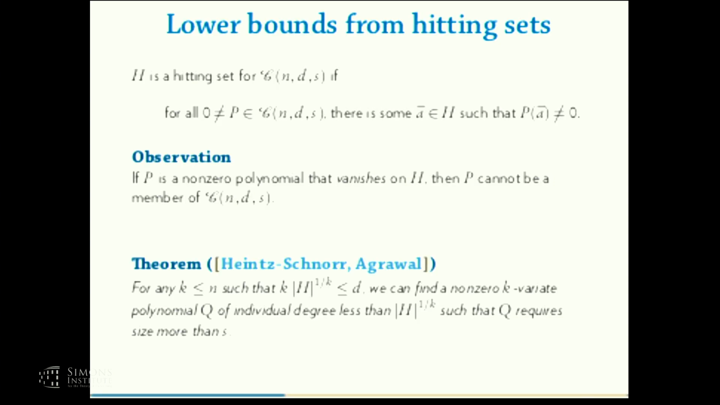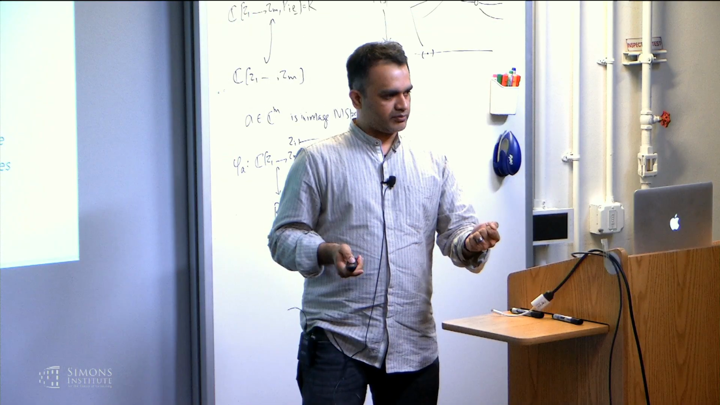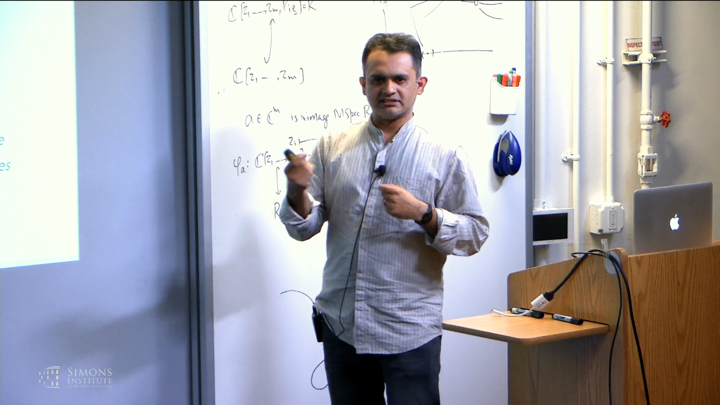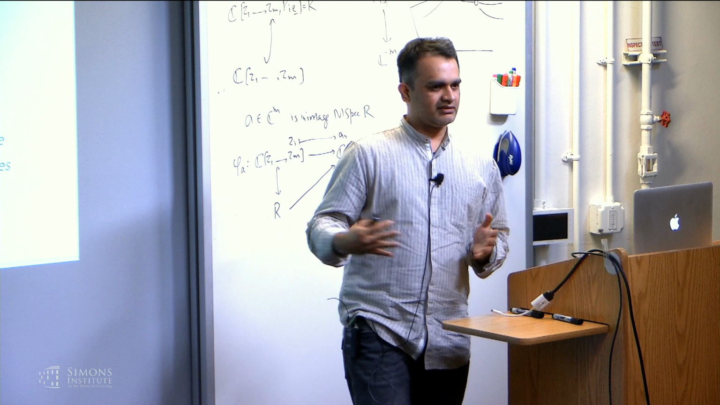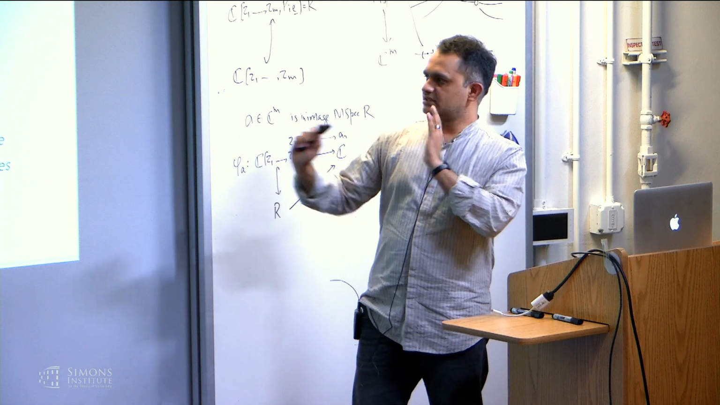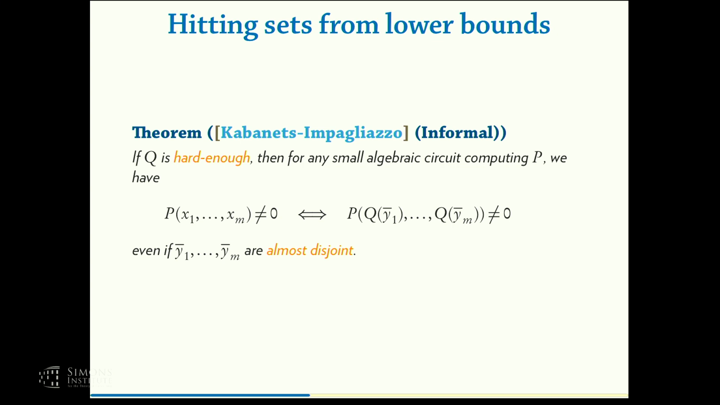So what Heintz and Schnorr said was, if the size of your hitting set is not too large, then you will be able to find one polynomial of small degree that vanishes on all these points, and that will tell you that it's not a member of this class because the size required for it is large. And this gives you a size lower bound. Okay? And there's a lot of room in choosing how many variables versus the degree you want here, and this is going to be crucial in our PIT construction. Okay, so this is just a one slide overview of Heintz-Schnorr. Cool. So now I'm going to go into Kabanets and Impagliazzo.